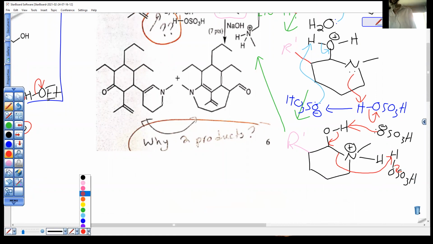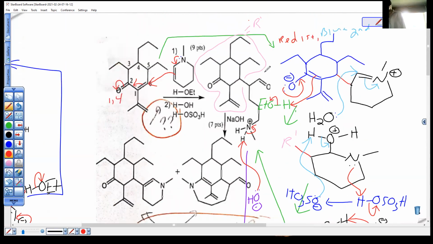So new set of arrows, purple. Hydroxide is going to take a proton from my ammonium ion and generate a nitrogen nucleophile. And sadly, we got to draw the whole thing out. So let's do that.